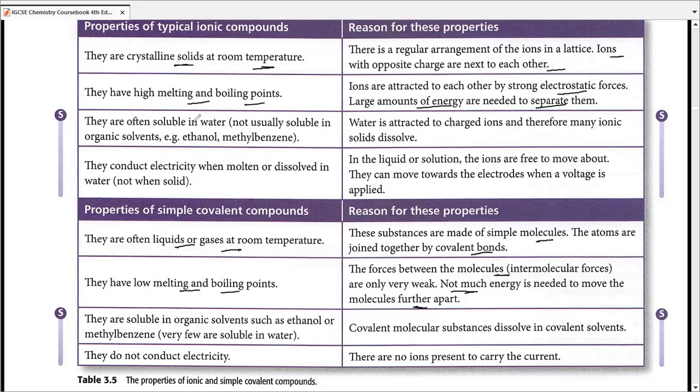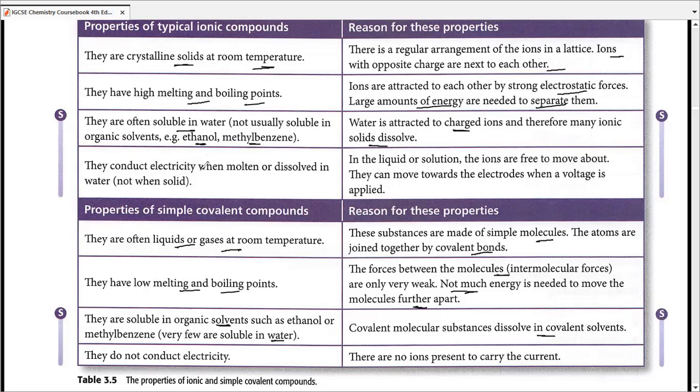Next up is solubility. Ionic compounds are soluble in water. They're not soluble in organic solvents such as ethanol or methylbenzene. Why? Water is attracted to charges. Since ionic compounds have charged particles, they can easily dissolve in water. However, the exact opposite lies with simple covalent compounds. Most of the simple covalent compounds are only soluble in organic solvents. Very few of them are soluble in water. Since they don't have any ions, they don't have any charged particles, they do not dissolve in water and mostly dissolve in covalent solvents. So the principle like dissolves like can be applied over here.